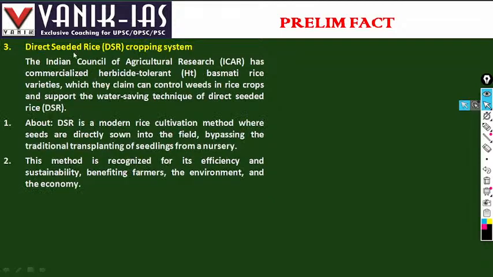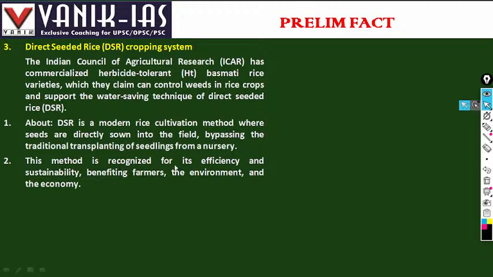A direct seeded rice cropping system. The Indian Council of Agricultural Research has commercialized herbicide-tolerant basmati rice varieties, which they claim can control weeds in the rice crop and support the water-saving technique of direct seeded rice, DSR. DSR is a modern rice cultivation method where seeds are directly sown in the field, bypassing the traditional transplanting of seedlings from a nursery.